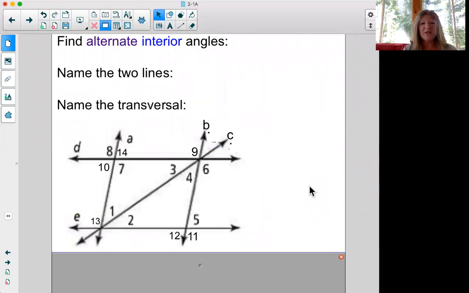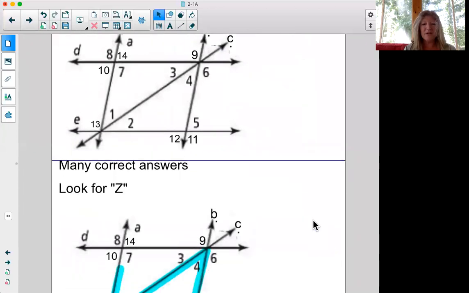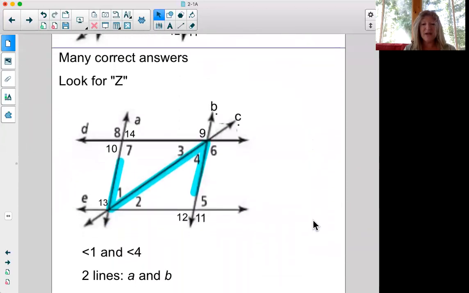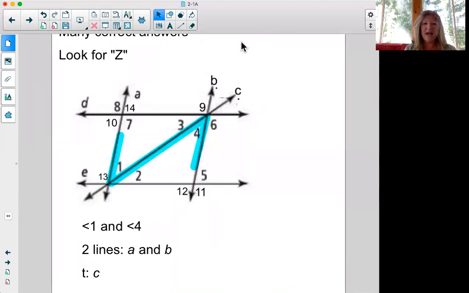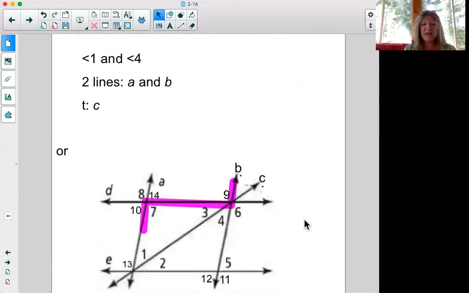Find a pair of alternate interior angles. There are many correct answers. You're looking for Z's, so one correct answer could be angle 1 and 4 with lines A, B, transversal C. Or you could have found this Z, alternate interior angles 7 and 8, two lines A and B, transversal D.